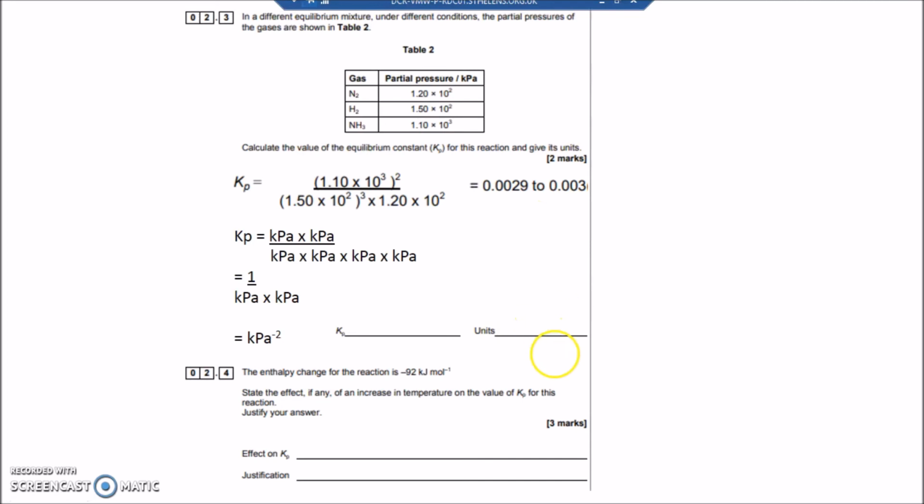So if I increase the temperature, by Le Chatelier's principle, the reaction will try and lower the temperature of the system. So if I increase the temperature, by Le Chatelier's principle, it will oppose that and try and lower the temperature. So it's not going to go to the right hand side, because going to the right hand side it's exothermic and gives out heat to the system. It's going to go to the left hand side.